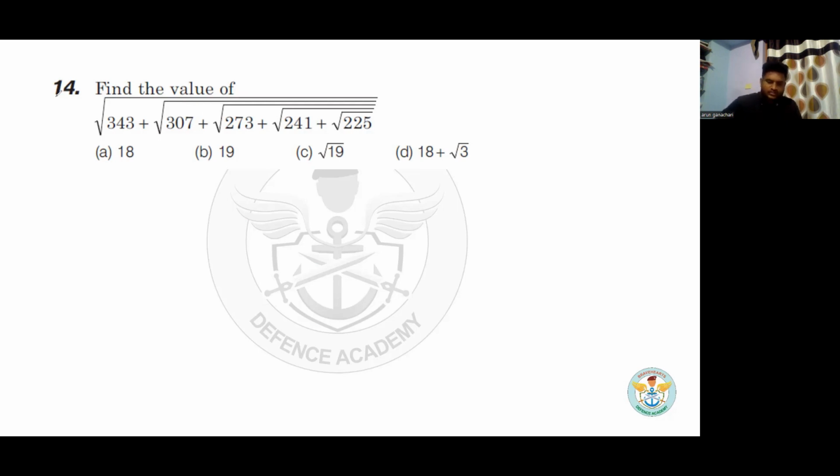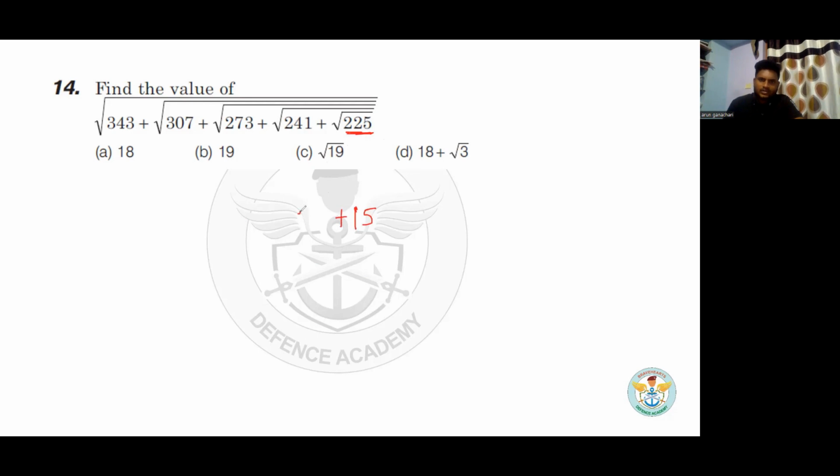How to solve these kind of questions? You have to start from the last thing. What is the last thing here? 225. So start from here. What is the square root of 225? 15. Yes or no? Square root of 225 is 15.